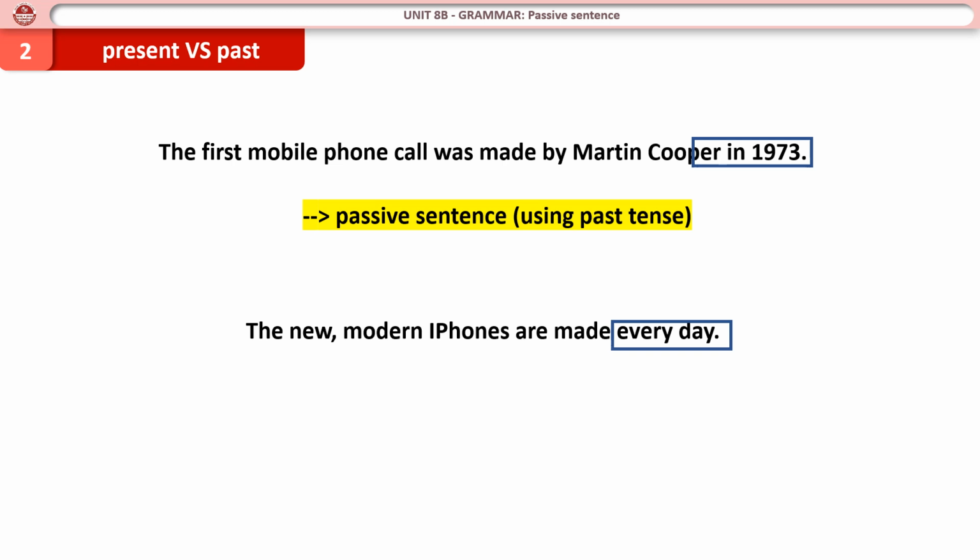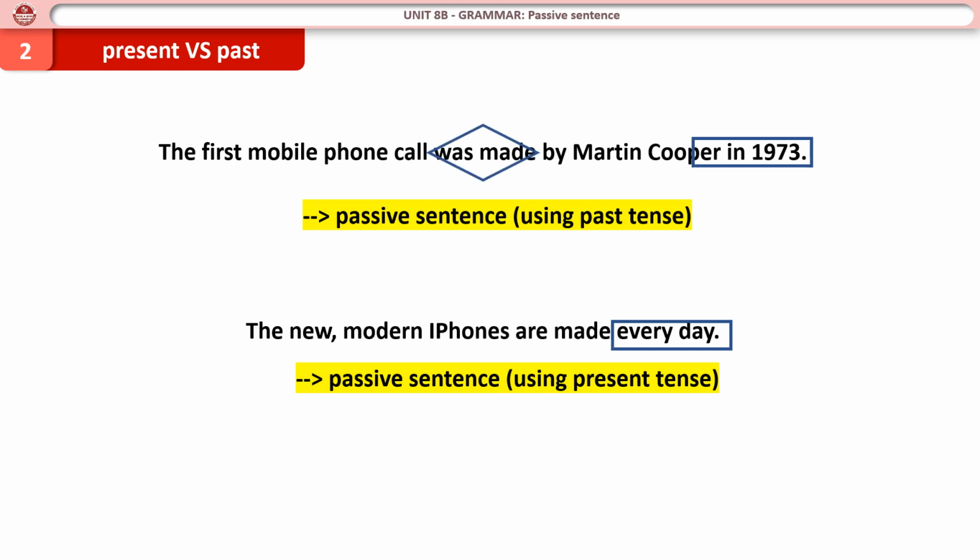Because it is in the past, you should use passive sentence with past tense. And for sentences that show everyday activities, everyday actions, we would use passive voice, but right now it would be present tense. So look at the verbs of the two sentences again, and you will see the difference. For past passive, we use was made. And for present passive, we use are made.